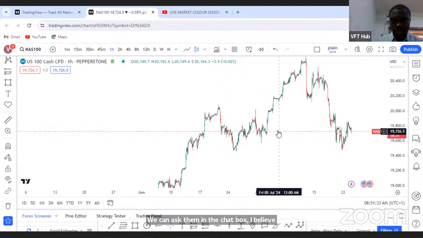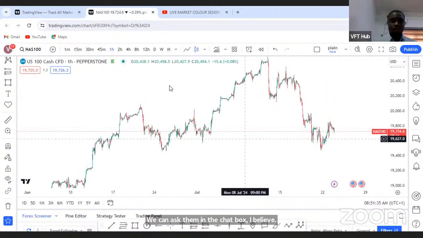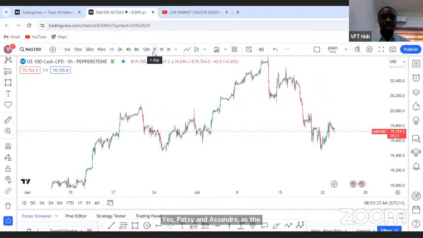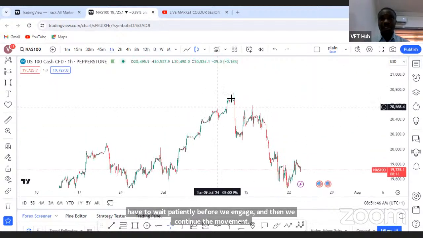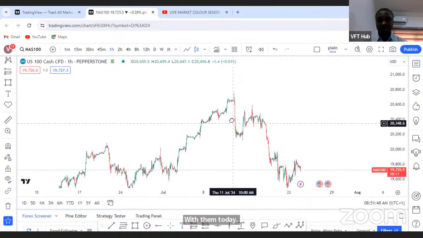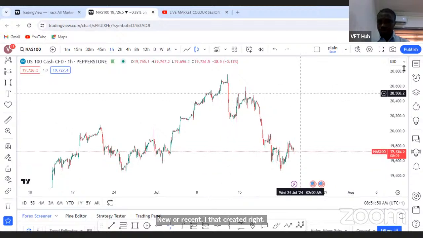US 30 and NAS 100 are still bullish. Very, very much bullish on the higher time frame. We just have to wait patiently before we engage, and then we'll continue the movement with them to the new or recent high that they created, right? We just continue the movements with them.